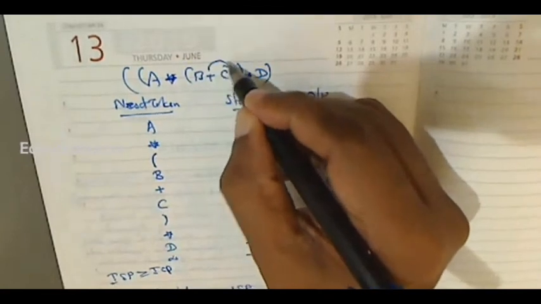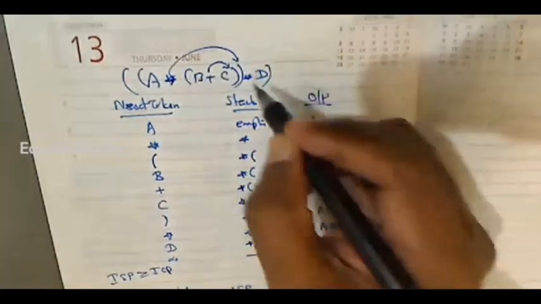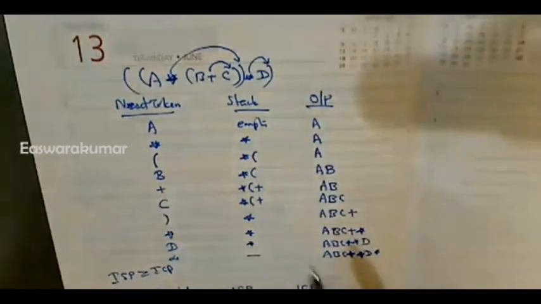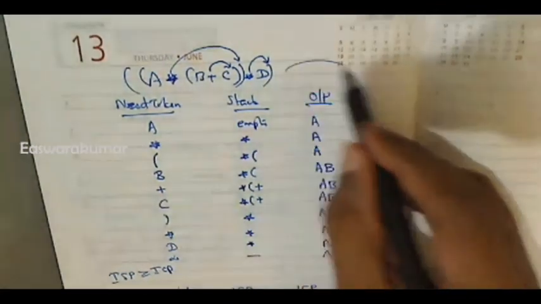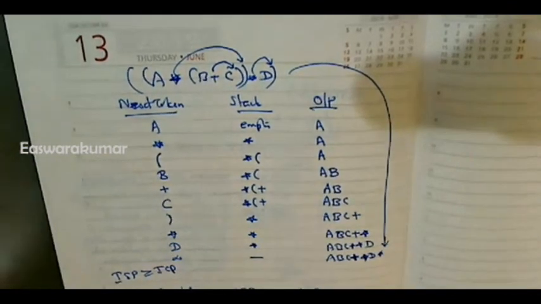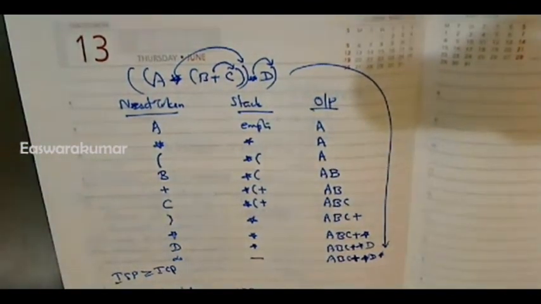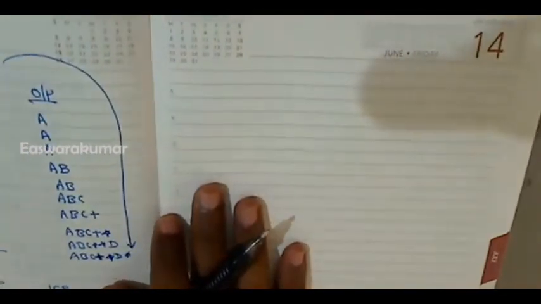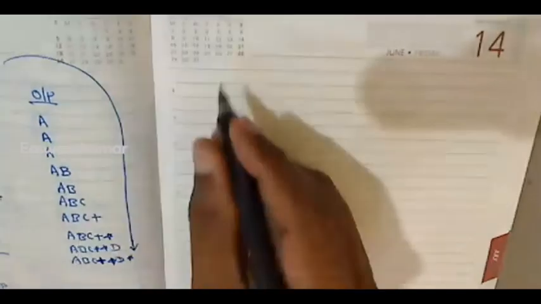So the plus comes here, this star comes here, and this star comes here. If that's the case, the postfix representation will be this one, right? Okay, so this is what we do. Now based on that, we can write the algorithm. Now we know the logic, so based on the logic, we can write the algorithm.